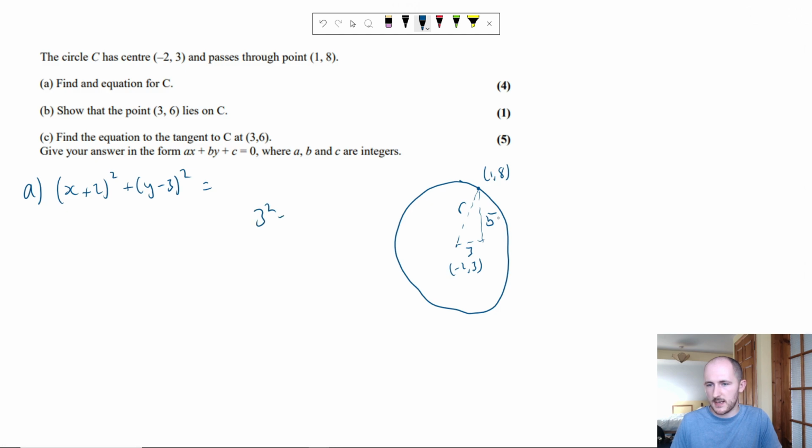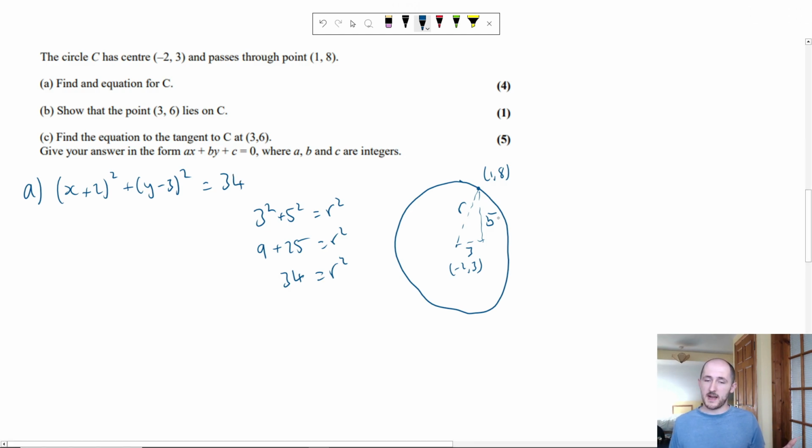We have 3 squared plus 5 squared equals r squared. So that's 9 plus 25 equals r squared. So that means 34 equals r squared. So that answer is 34. 4 marks. Not too bad, right? Not too bad.